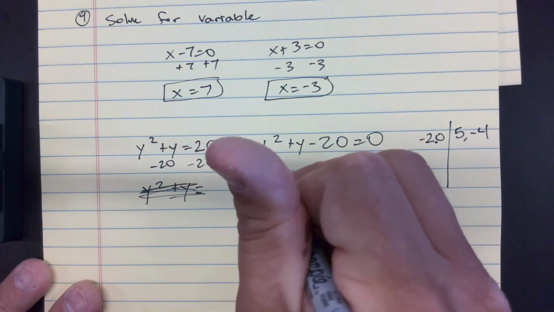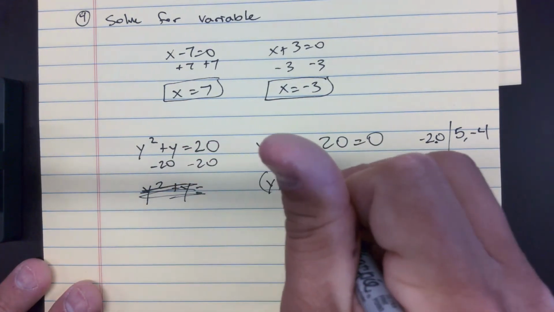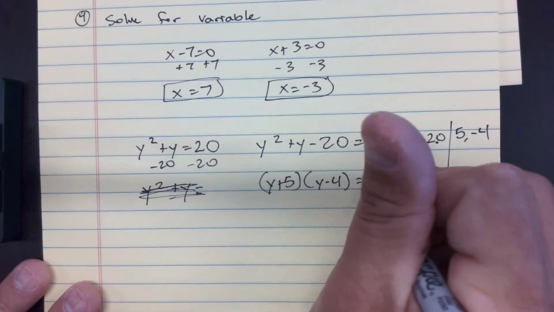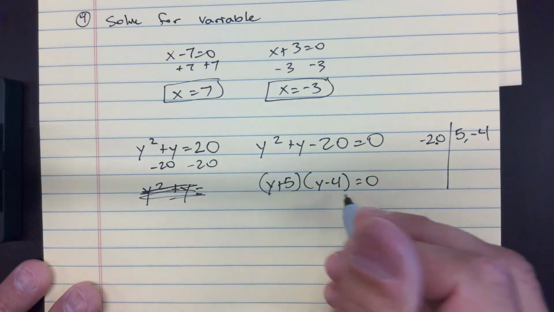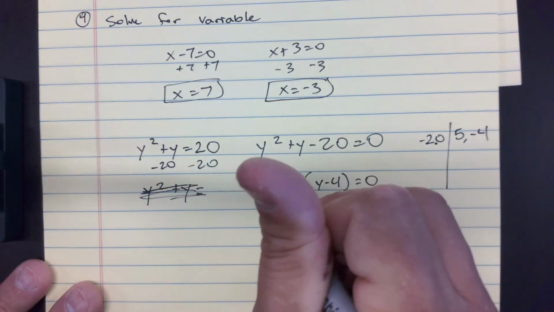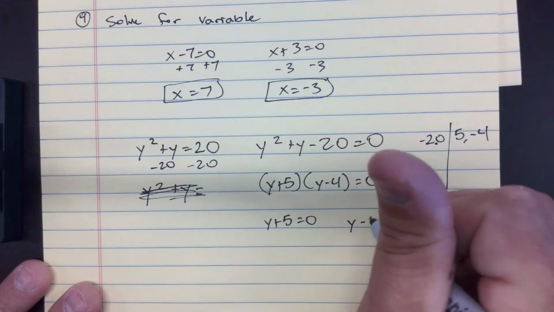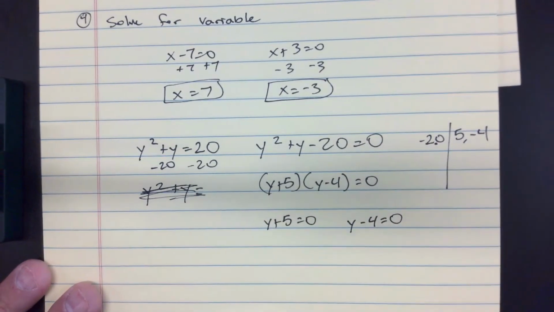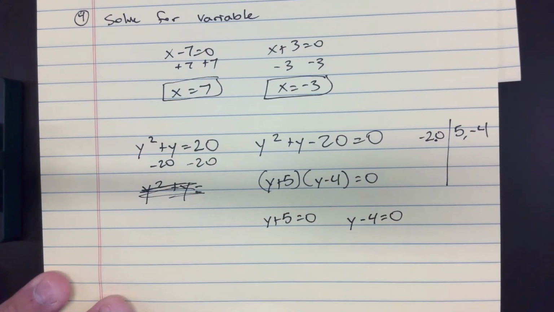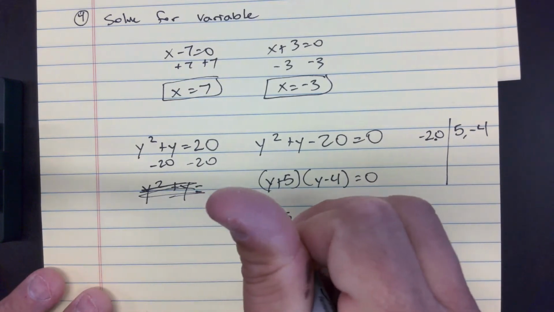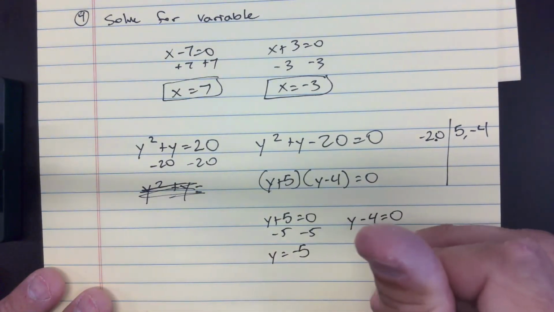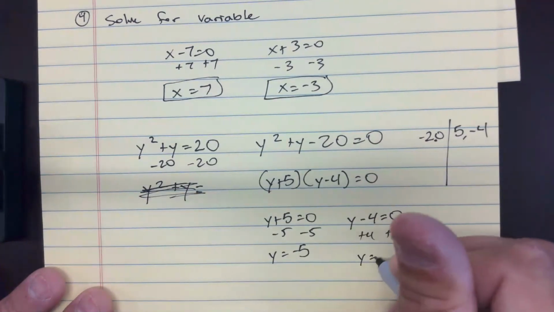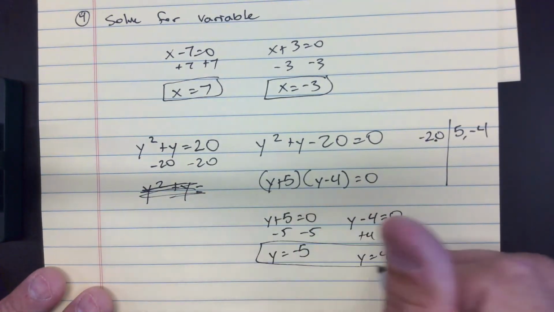So we're going to have y plus 5, y minus 4 equals 0. You're going to set both sets of parentheses equal to 0. And then you're going to solve them both. Subtract 5, y equals negative 5, add 4, y equals 4, and there's your solutions.